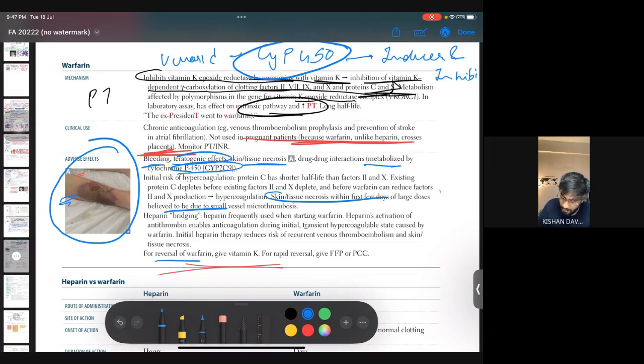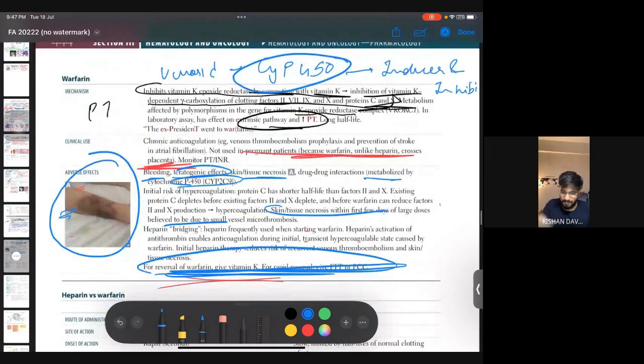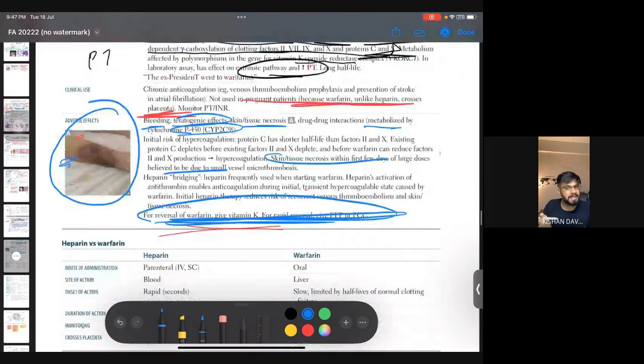For reversal give vitamin K, for rapid reversal give FFP or PCC. That's it, nothing more in warfarin. Okay, that's it for warfarin. Mechanism is important. PT, you have to monitor. And necrosis, this is the side effect most commonly asked in the exam.